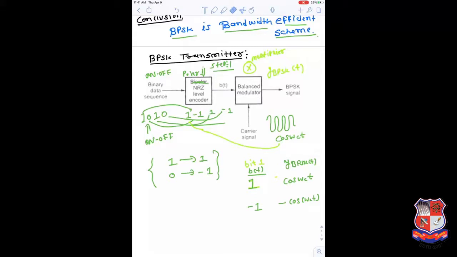But this -1 is basically a 0. If x of t is the input and x of t is a 0, then passing through the polar level encoder it is converted to -1. So simply, this minus cos omega ct corresponds with 0. And if the input x of t is a 1, that remains the same after passing through the NRZ level encoder, and that is cos omega ct. So 1 directly corresponds with cos omega ct.